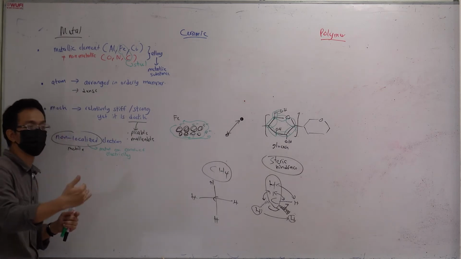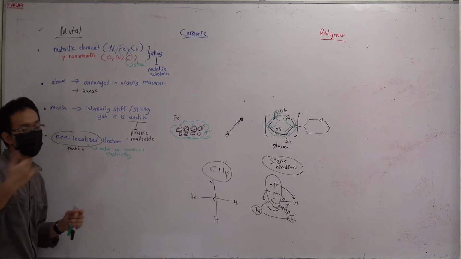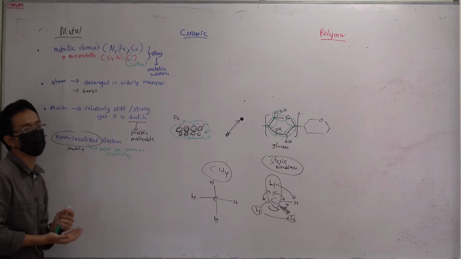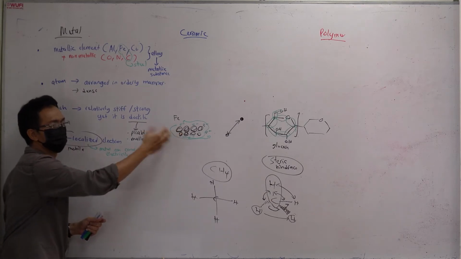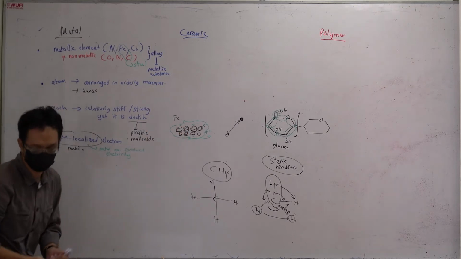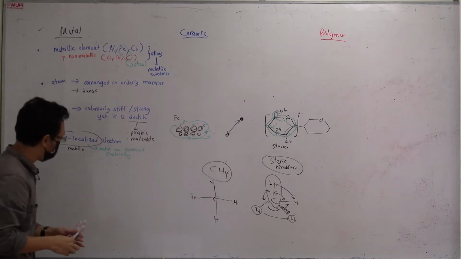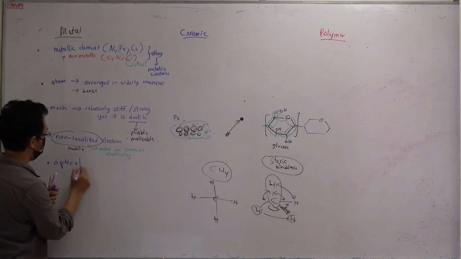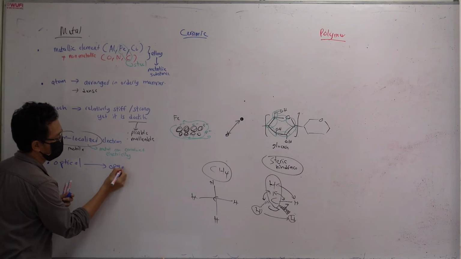Some metals can conduct electricity better than others, but typically when we talk about metal, it conducts electricity because of the nature of the metal itself: they have mobile electrons. And then in terms of optical properties, metal is opaque. Metal is opaque.